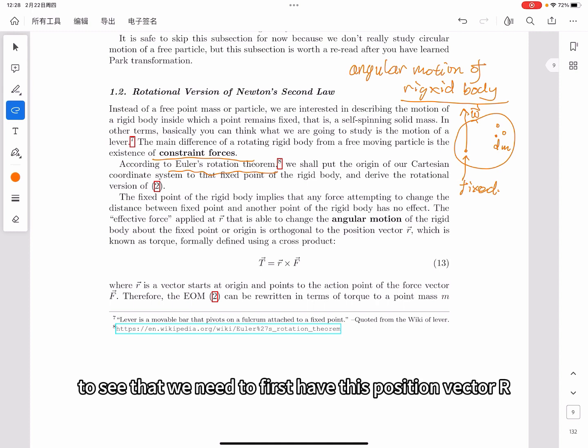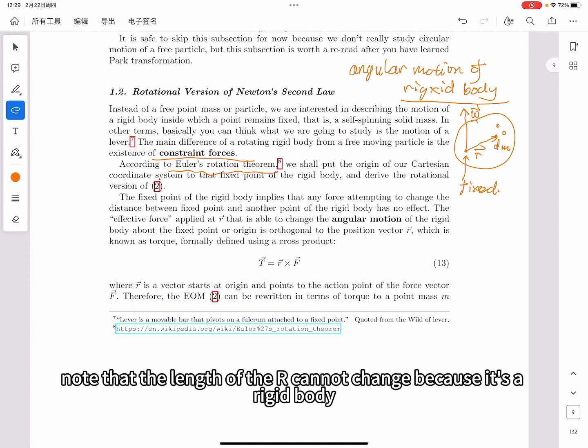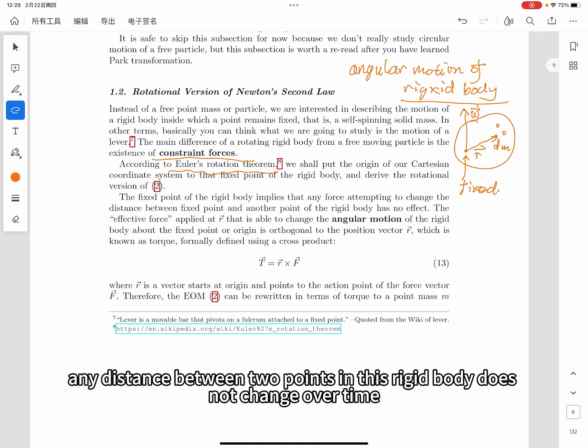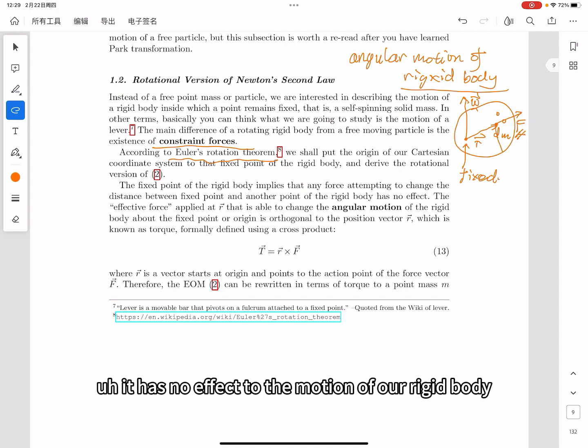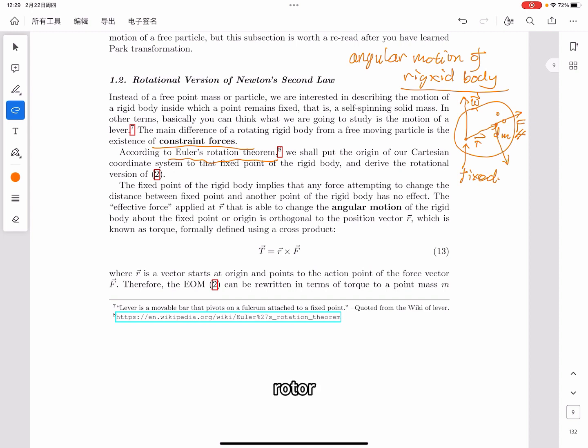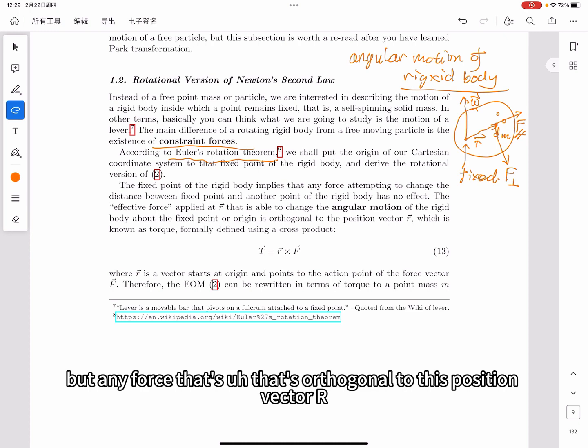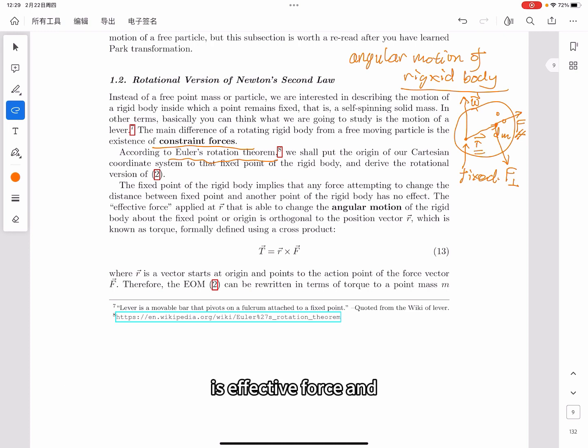To see that, we need to first have this position vector r. Note that the length of r cannot change because it's a rigid body. Any distance between 2 points in this rigid body does not change over time. Any force that's in this parallel direction is not effective. It's basically useless. It has no effect on the motion of our rigid body rotor. But any force that's orthogonal to this position vector r is effective force.